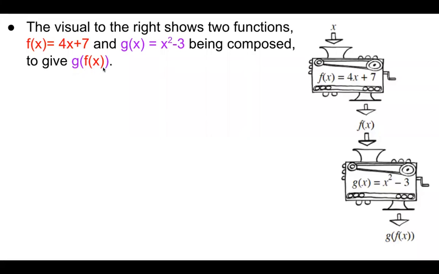F of x. That's how you read it. Whenever you see a parentheses after it, you say of. So g of f of x. And then you don't say of when the parentheses is at the end of it, of course.